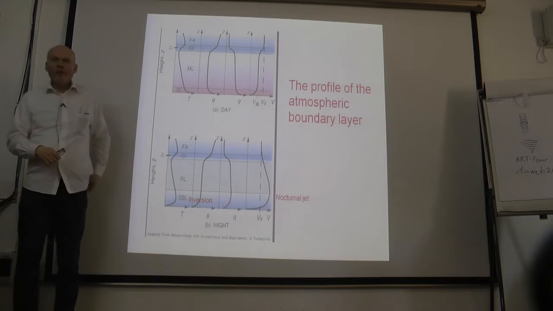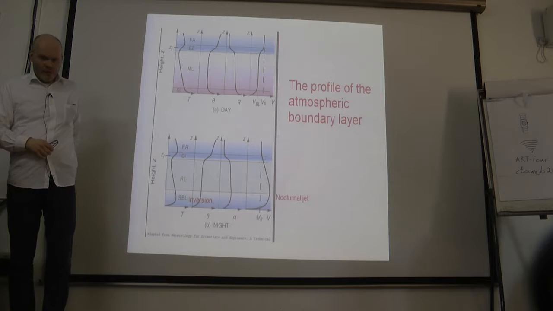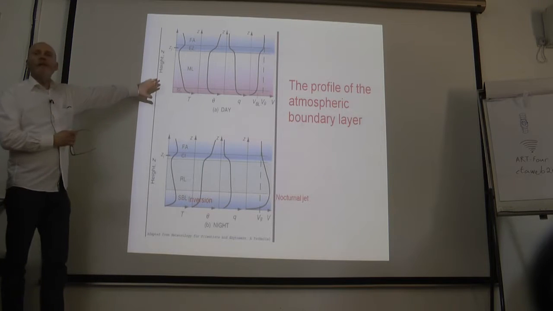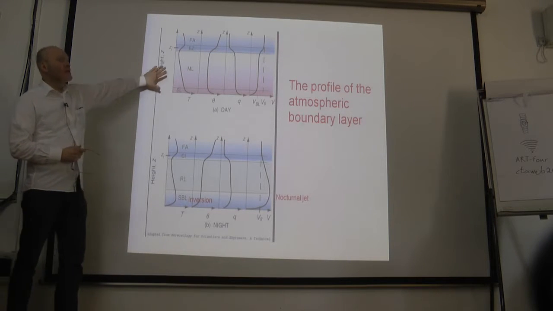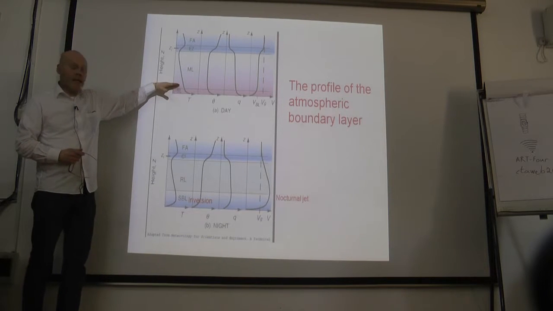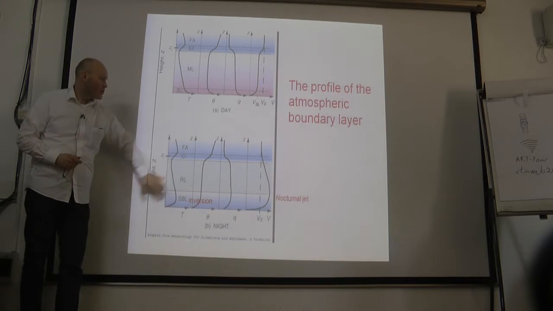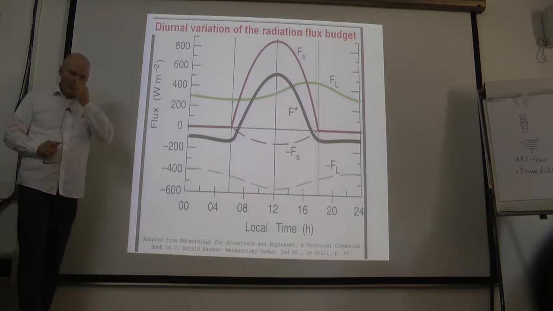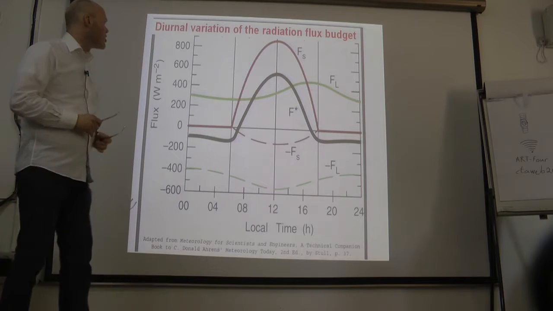So I will continue where we stopped before the break. I just went briefly through the structure of the boundary layer during typical daytime heat, where the surface is heated by the sun, and during nighttime. And I'll show you the radiation budget.